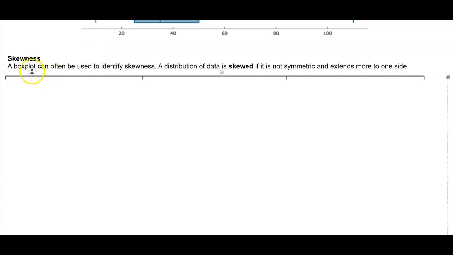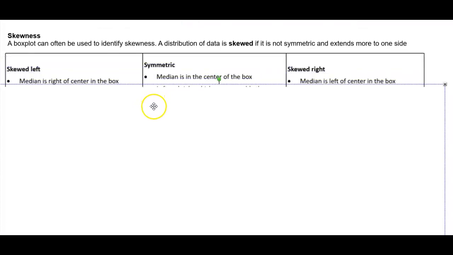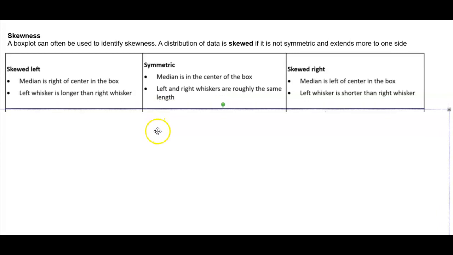Now, skewness. A box plot can often be used to identify skewness. A distribution of data is skewed if it is not symmetric and extends more to one side. So there are three different scenarios that we're looking at. You have skewed left, where the median is right of the center in the box. The left whisker is longer than the right whisker.